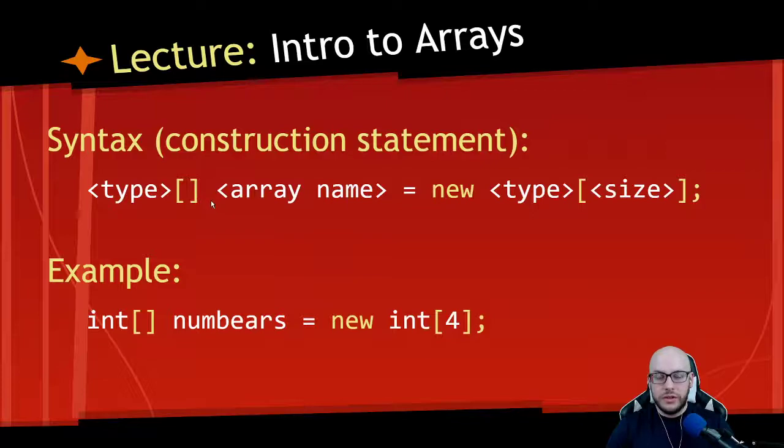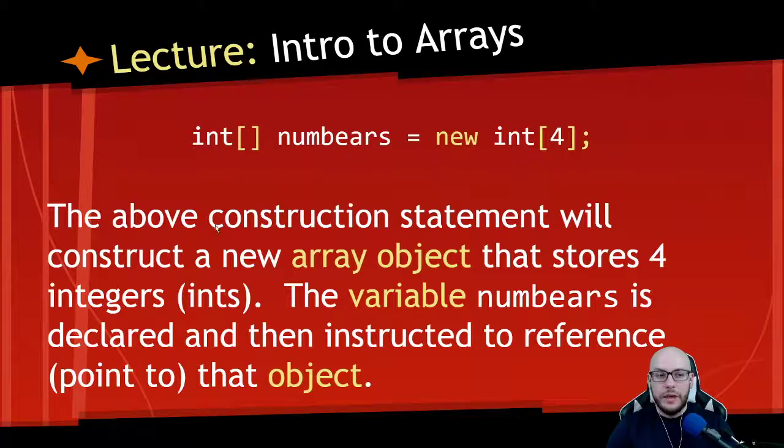Here's our construction syntax, right? I put this here because it is the syntax. I find it to be misleading because the example is probably the best way to illustrate the concept. Here we're saying we're going to create an int array called numbers. That's really just variable declaration on the left-hand side. On the right-hand side is the actual object itself. Let's break apart this construction statement and talk about what's happening. In this construction statement, we'll construct a new array object that stores 4 integers. That's actually what's happening over here on the right-hand side.